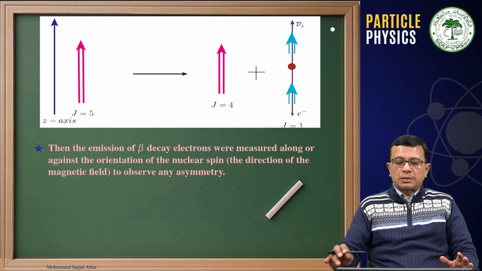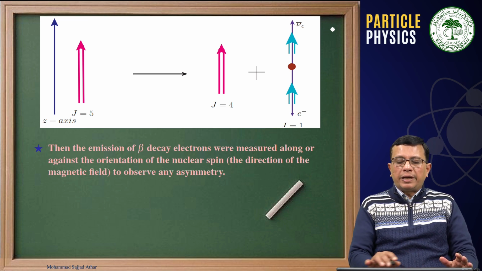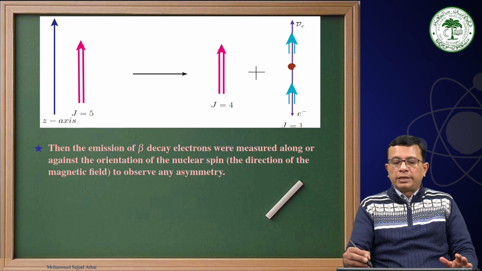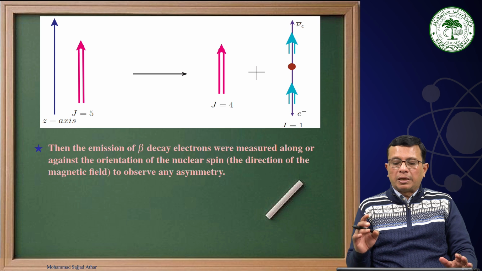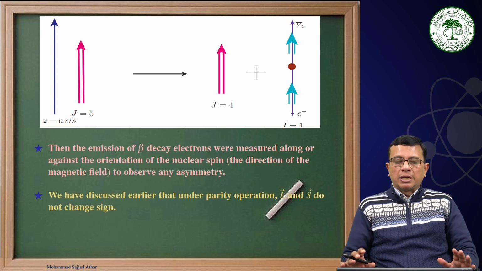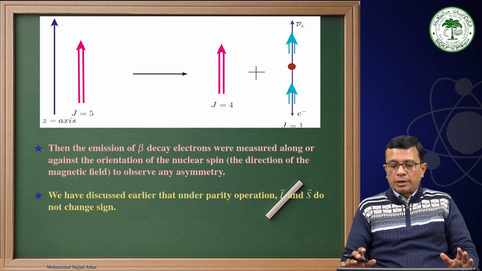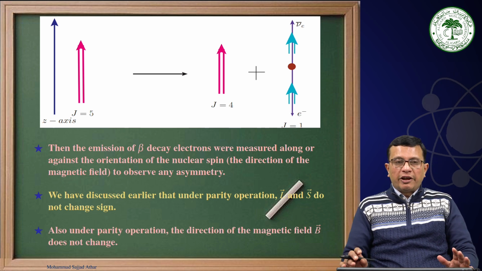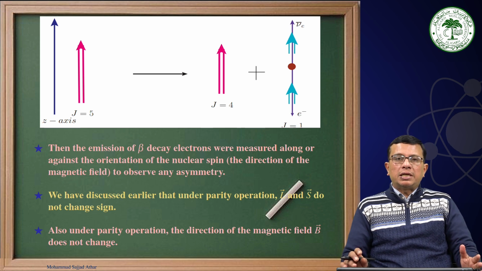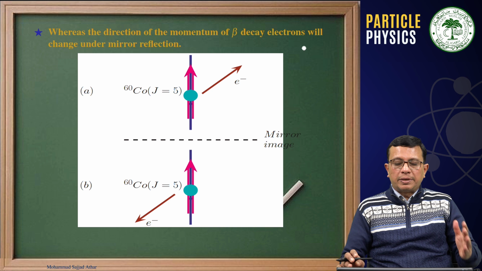This was a marvelous result where I have shown that the total angular momentum is 5, and here it is 4 for the nickel, and these two particles, electrons and antineutrinos, have their spins aligned in the same direction, as you can see, to give you the total angular momentum of 5. And we have discussed earlier that under parity operation, angular momenta are not going to change. Therefore, the important point is the magnetic field is not changing, and the angular momentum of the system is not changing.